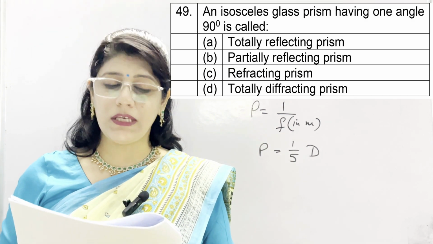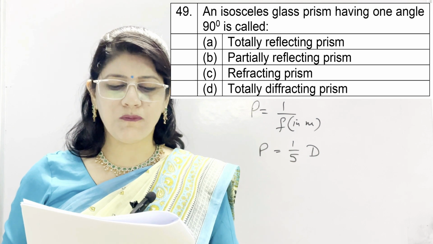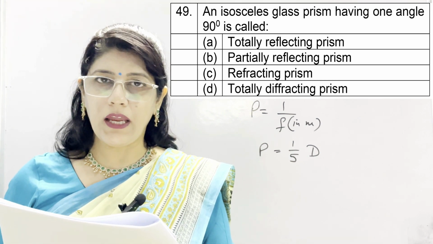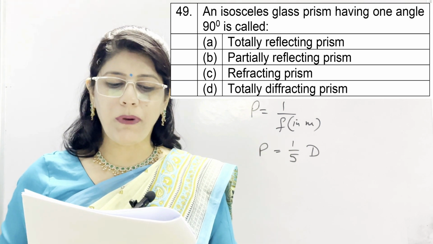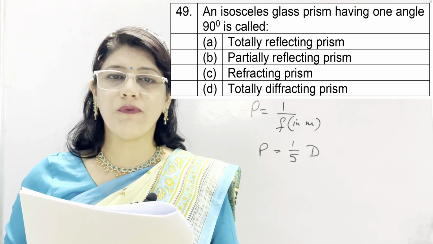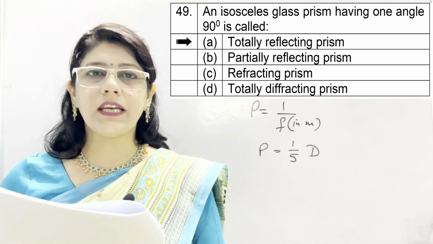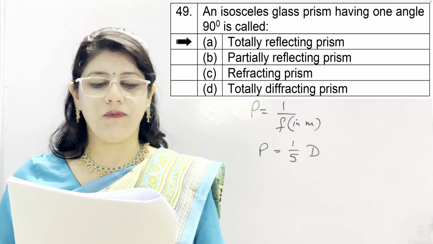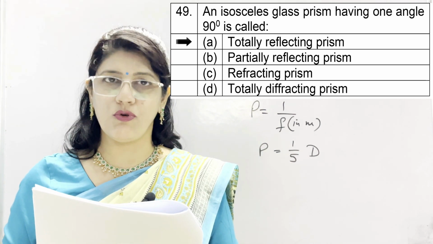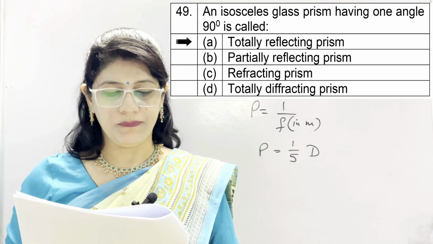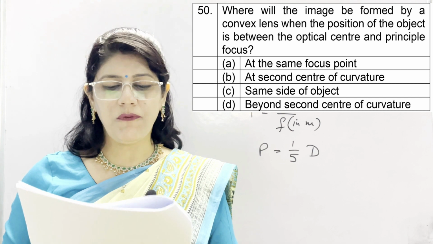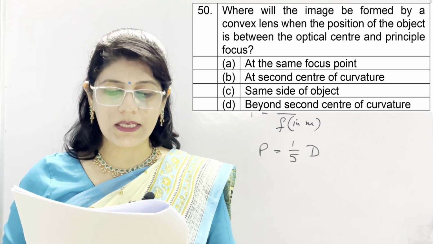In question number 49, an isosceles glass prism having one angle 90 degree is called, A totally reflecting prism, B partially reflecting prism, C refracting prism, and D totally diffracting prism. Option A is correct, which is called totally reflecting prism, because it turns the ray by 90 degree due to total internal reflection.